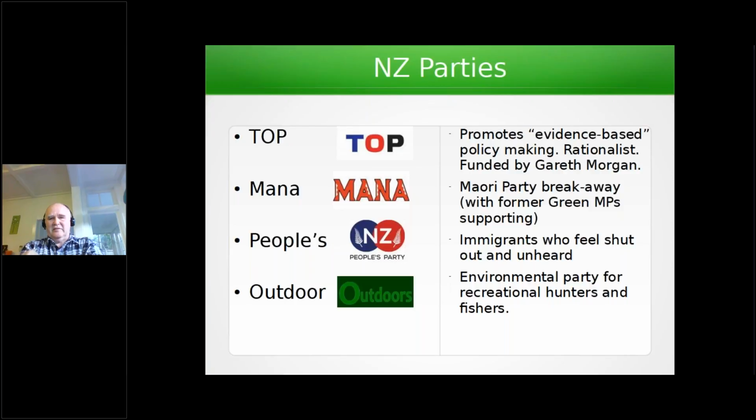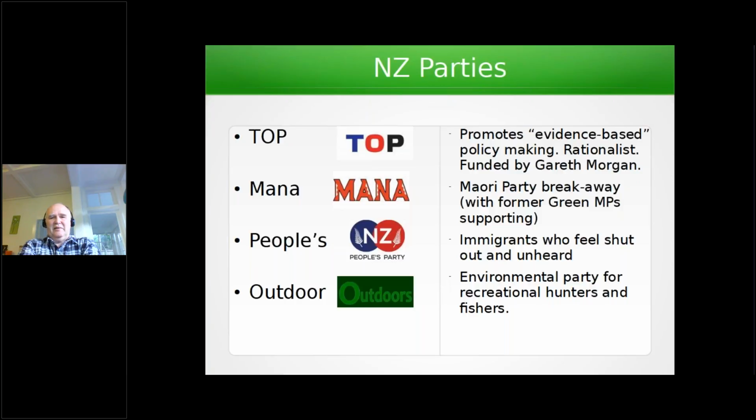The Mana Party is a Maori Party breakaway. Hone Harawira, who was a Maori Party MP, is from a family with a history. The Harawira family has a history of being stroppy and independent, and he's no exception. And he had a falling out with the rest of the Maori Party, and he won his Maori Party electorate for at least one term. And created the Mana movement, it's called.